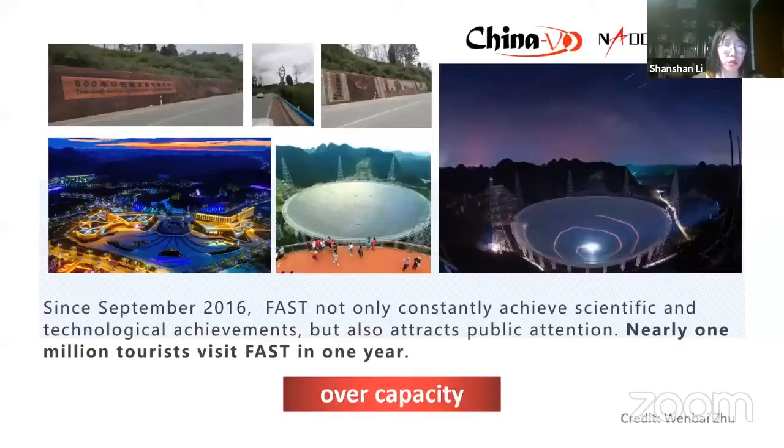By contrast, I want to show you that since the September 2016 FAST project was complete, it began to attract public attention. Nearly 1 million tourists visited FAST in 1 year. It is because it is located in a very remote part of China. This 1 million visitors is already over its capacity. So they don't have enough staff to handle all these curious people.